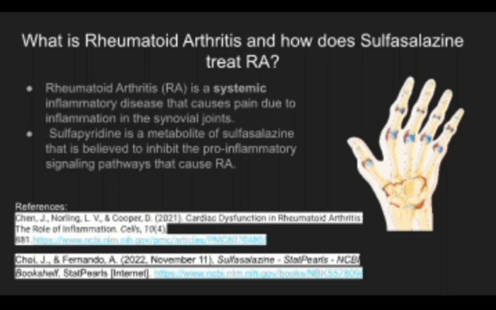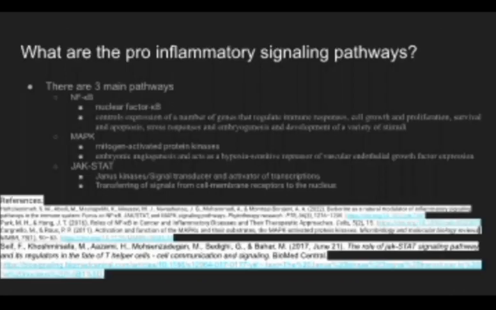The picture on the slide can be shown to demonstrate the inflammation of the joints. The red highlighted areas are where symptoms of RA would usually appear. There are three main pathways in RA.